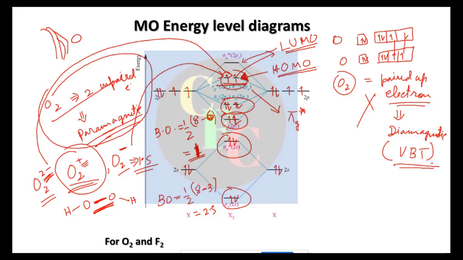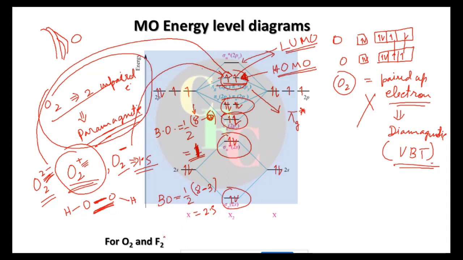But if it is bonding in nature, if it was in a bonding molecular orbital, then pulling out an electron from here will weaken the bond. So just by looking at plus and minus, you cannot say. You have to have a clear knowledge of the energy ordering of these molecular orbitals.